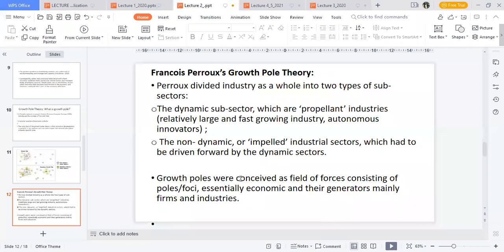Okay. So growth poles were conceived as fields of forces consisting of poles, essentially. These things I've explained already. So where we have particular agencies, we have particular poles where industrialization occurs. So in the growth pole, there's a bigger industry and there's a smaller industry. So the smaller industry, let's say agriculture, supplies raw materials to the larger industry.